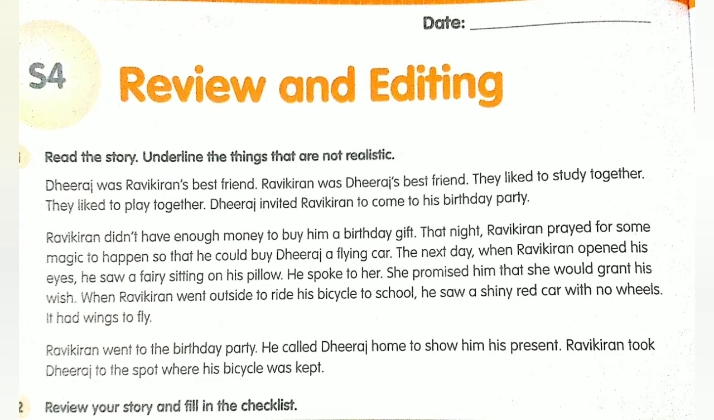That night, Ravi Kiran prayed for some magic to happen so that he could buy Dheeraj a flying car. The next day, when Ravi Kiran opened his eyes, he saw a fairy sitting on his pillow. He spoke to her. She promised him that she would grant his wish. When Ravi Kiran went outside to ride his bicycle to school, he saw a shiny red car with no wheels. It had wings to fly. Ravi Kiran went to the birthday party. He called Dheeraj home to show him his present. Ravi Kiran took Dheeraj to the spot where his bicycle was kept.